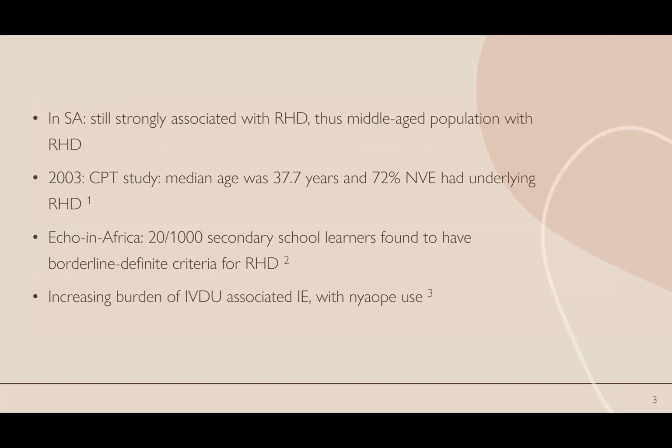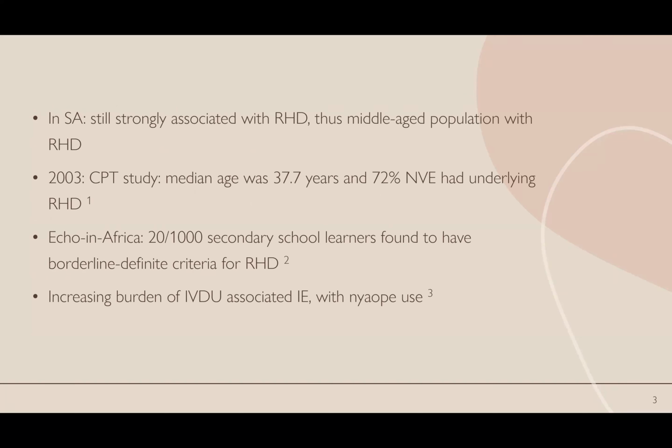In South Africa, it's still strongly associated with rheumatic heart disease. So we thus see a bit of a younger population with underlying RHD. There was a 2003 Cape Town study. It was actually a 3-year prospective study in Tygerberg that included about 92 patients. And here the median age was found to be 37.7 years. And 72% of these patients with native valve endocarditis had underlying rheumatic heart disease.